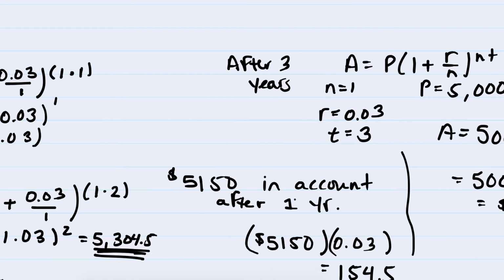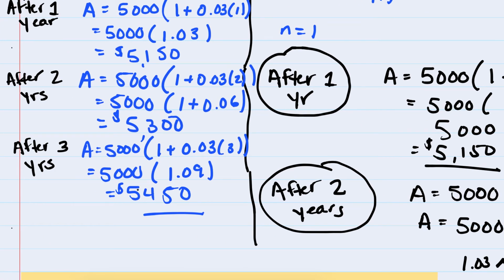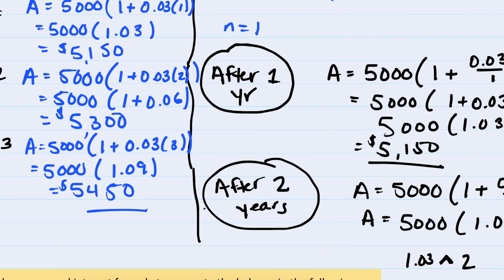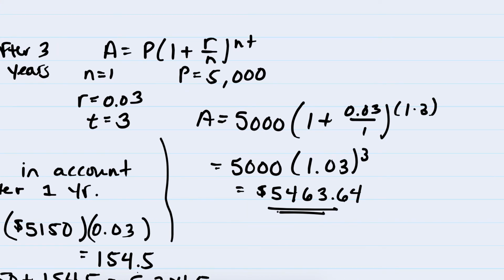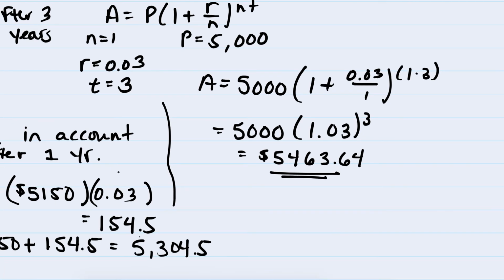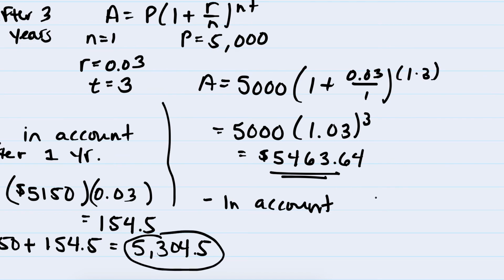So as you can see, 3 years with the simple interest, it was 5,450. 3 years with the compound interest is 5,463. So we earned $13 extra. And that's because in our account, after the second year, we had this amount, 5304.5. So we add interest to this whole amount. You take 3% of this and add it to this number because this is the amount in the account. Then 3% would be the interest, and if we add it to this number, we get this one.